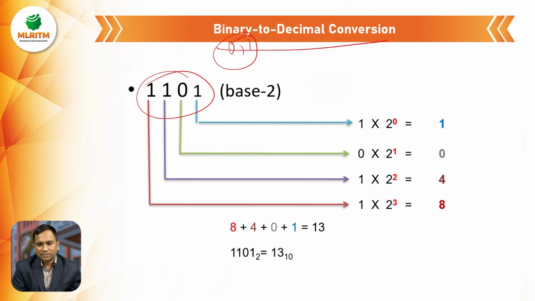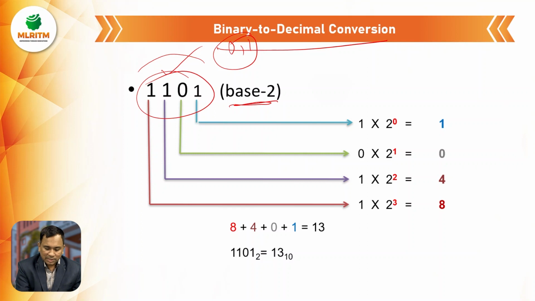For example, 5 bits, 6 bits, 7 bits. For my convenience, I'm taking a 4-bit binary number, 1101. Base 2 indicates the binary number. If I'm taking base 8, that indicates the octal number. Base 16 indicates the hexadecimal number. So the first thing is, the input number is a binary number, but I want the output in decimal format. Decimal format means the 0 to 9 numbers I want.